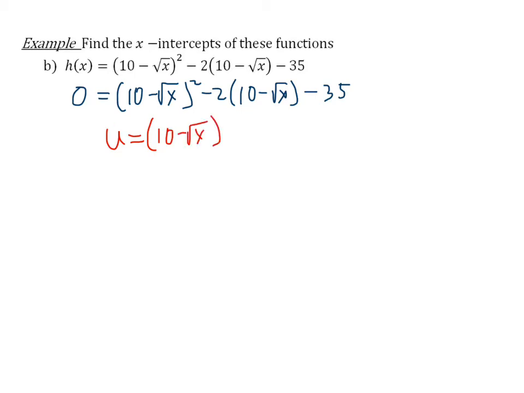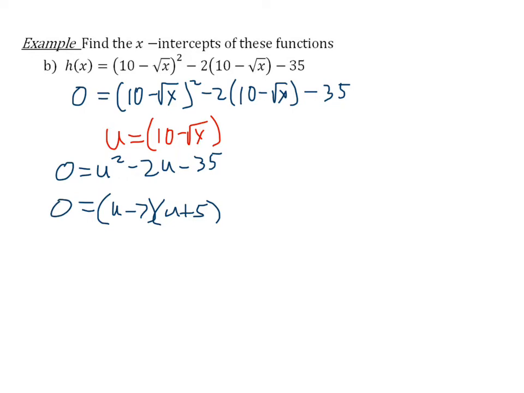And so we can substitute, and we have 0 equals u squared minus 2u minus 35, which factors nicely again. U minus 7 and u plus 5 equals 0. So we have u equals 7 or u equals negative 5. Okay. Now we can resubstitute. Put the 10 minus the square root of x back in here.